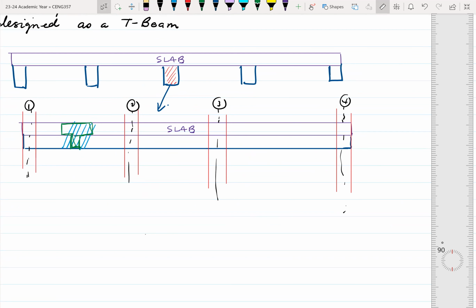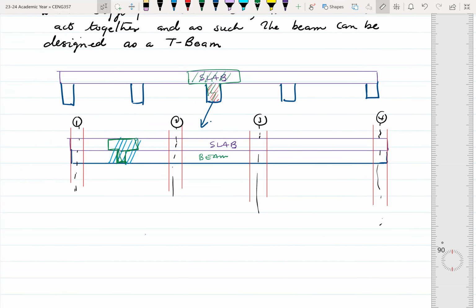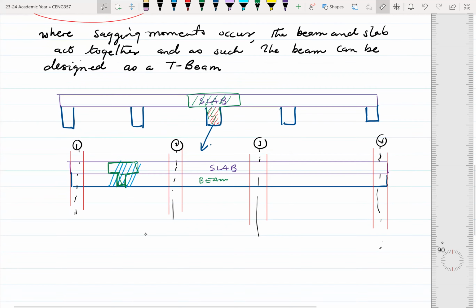That's not the right representation, but the idea is that where you have slab and beams working together, you can design the cross section of that beam. So if we are looking at somewhere around midspan, this is what we do. That's how we normally design beams and slabs together when the base or the bottom is in tension. So that's something to take note of.